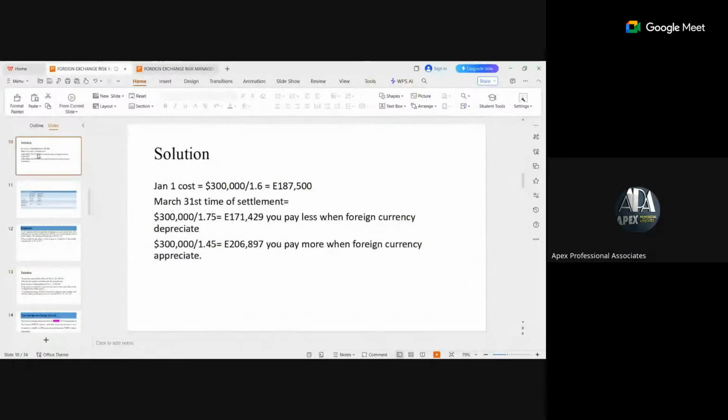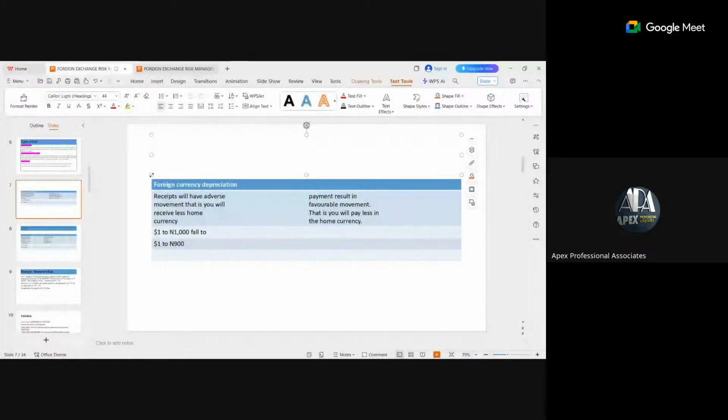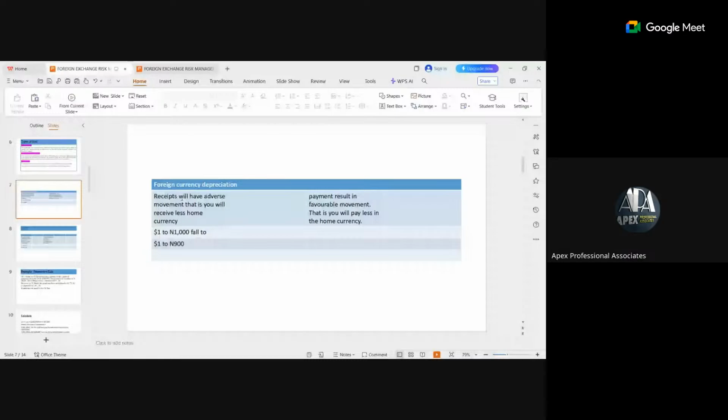So this is the summary here on foreign currency depreciation. When we have foreign currency depreciation, receipts will have adverse movement. It means if you are to get money in foreign currency, you get less compared to the home currency. That is, you will receive less home currency. For example, we have $1 to 1,000 naira, and it fell to $1 to 900. If you have to convert your dollar to naira, you get less naira because the naira has gained more strength over the foreign currency. That is in case of receipts.